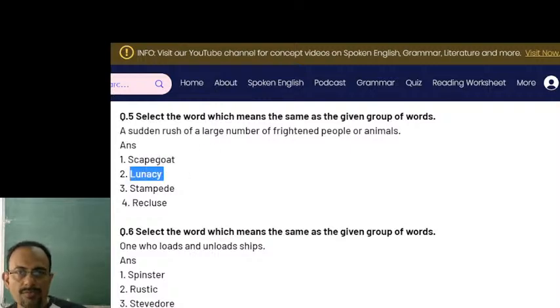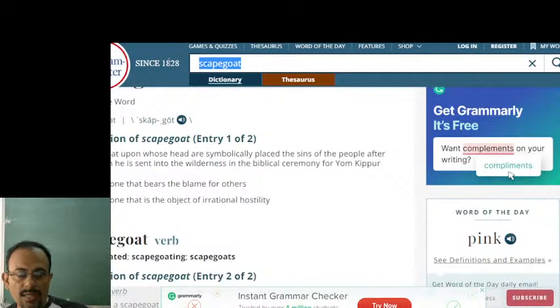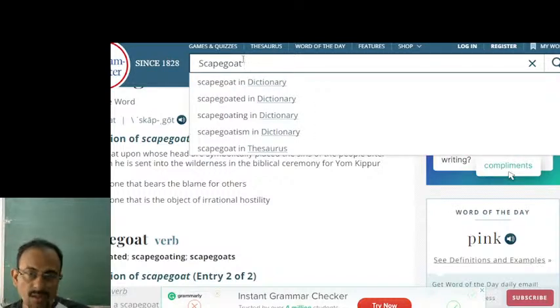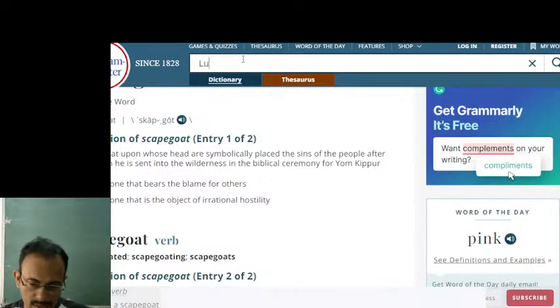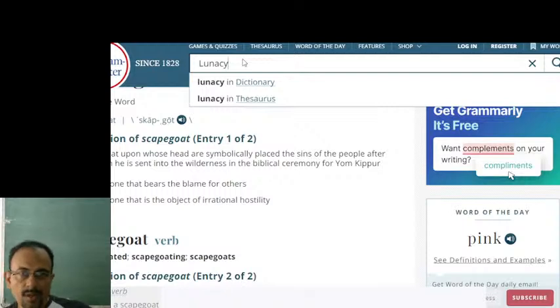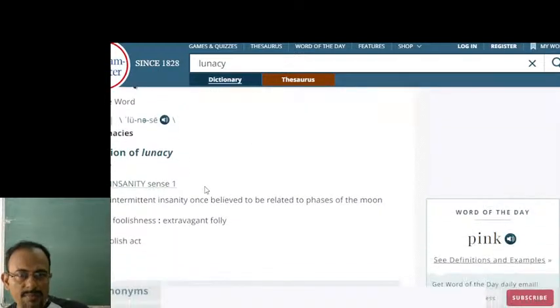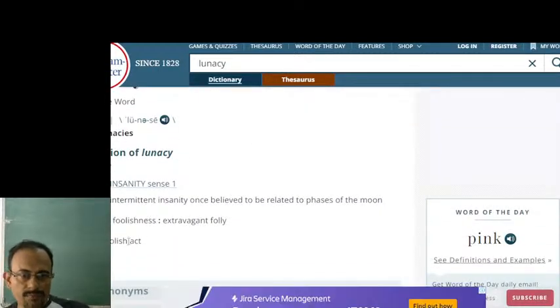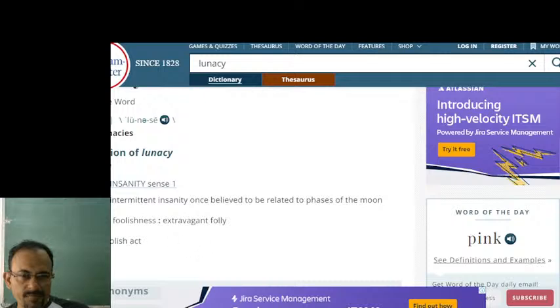What is the meaning of lunacy? Do you know the meaning of lunacy? Learn all these words, because these are important words. Lunacy means a foolish act, insanity, craziness. You can say a foolish act.